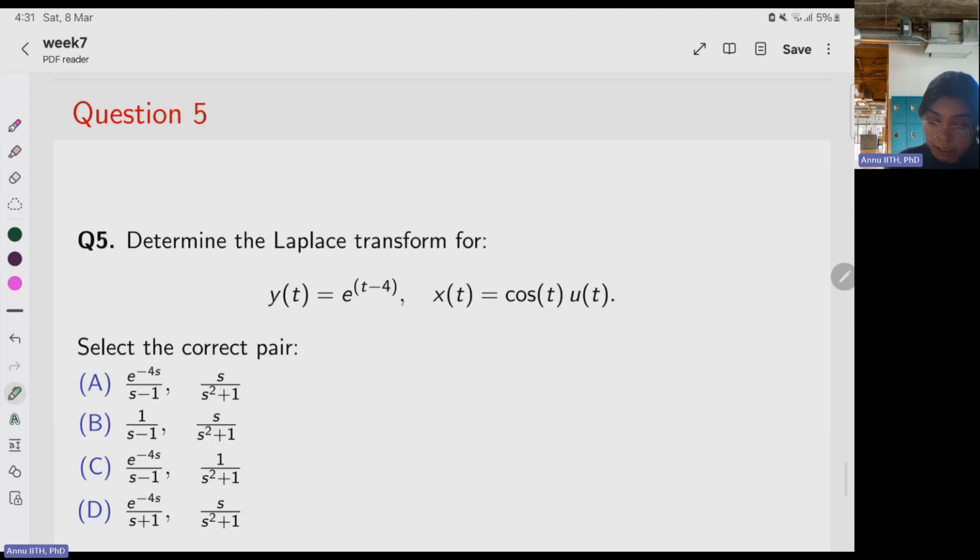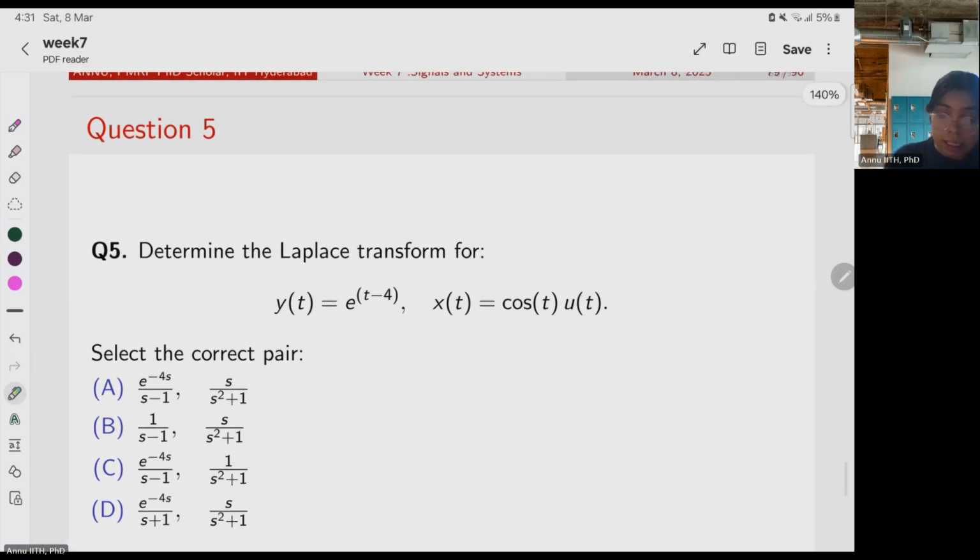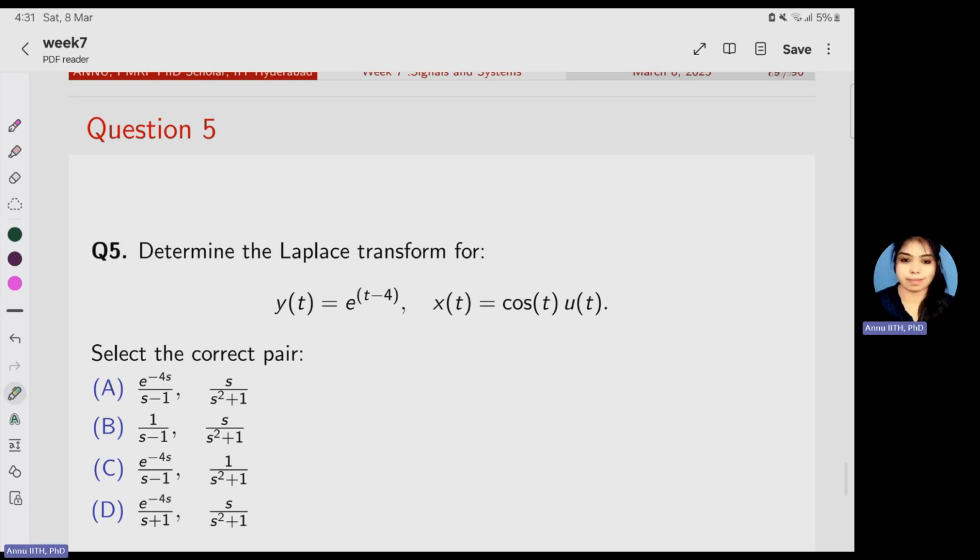Question number 5. Determine the Laplace transform for y(t) equals e power (t minus 4) and x(t) equals cos(t) u(t). Select the correct pair. Do that. Just give me some seconds and take your time. Tell me the answer.